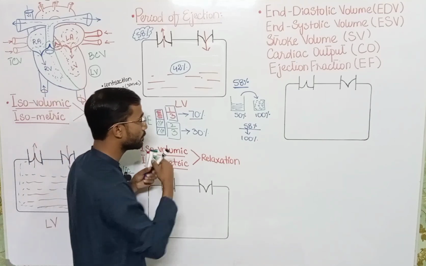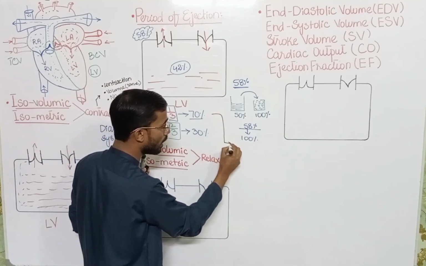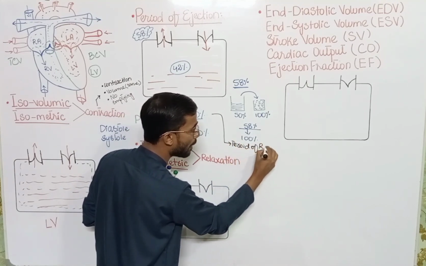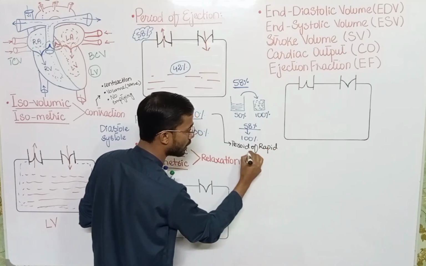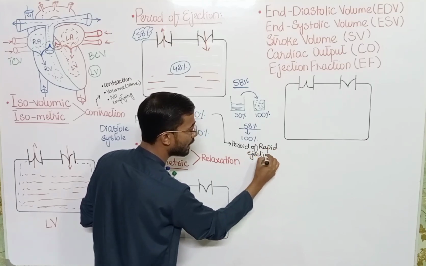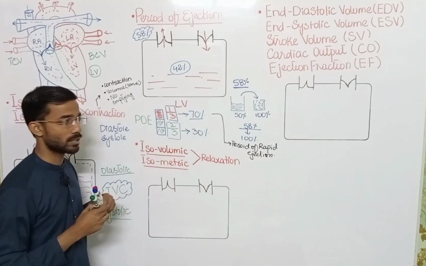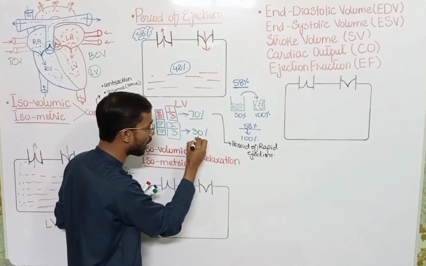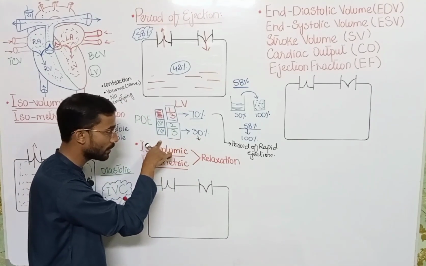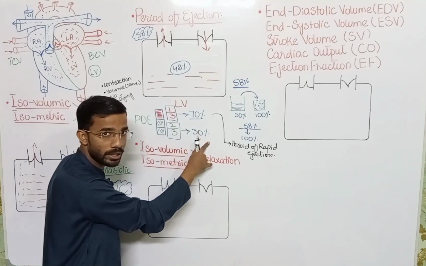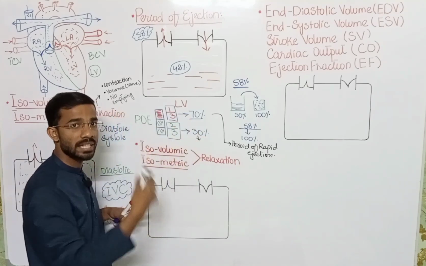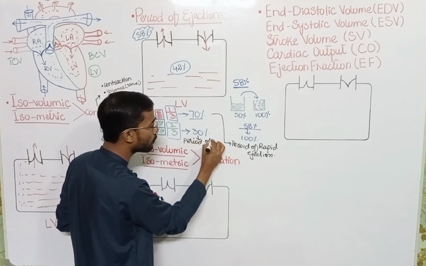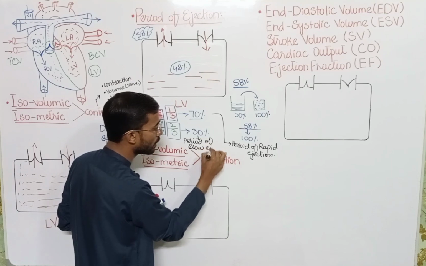So this is called the period of rapid ejection. See, this is the case. Small time, large volume ejecting. And in the large time, small volume or small fraction is ejecting. Now this is called the period of slow ejection.